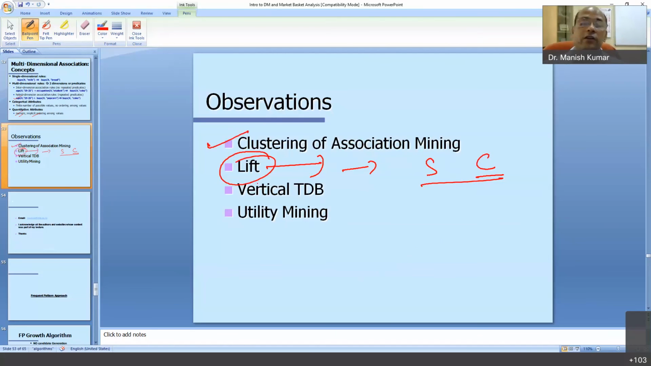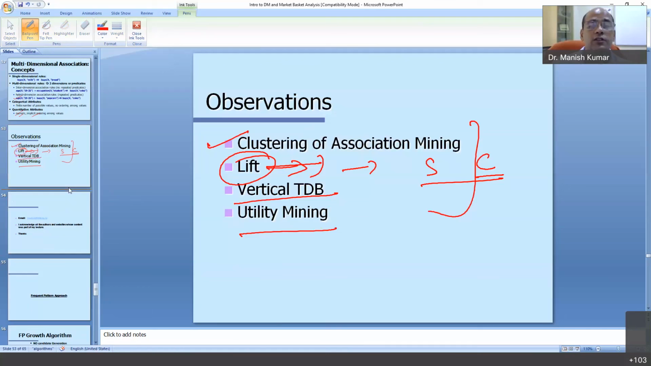These are the details you can always go for. There is the case of the vertical transactional database, and there is the case of utility mining. Just give me 2-3 minutes. I'll explain each of these.